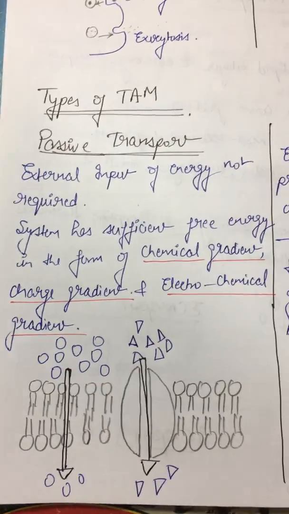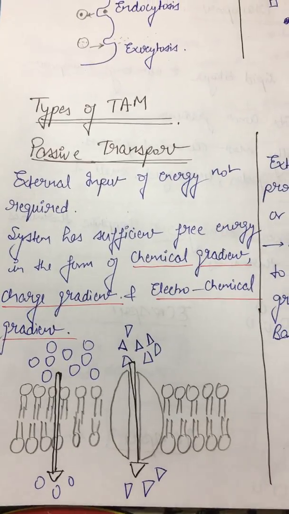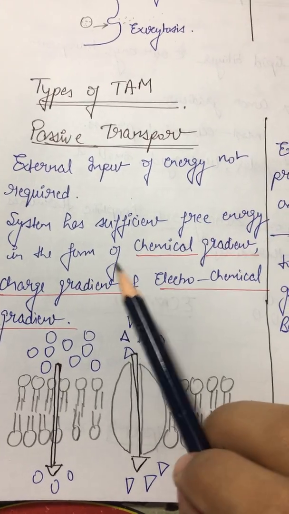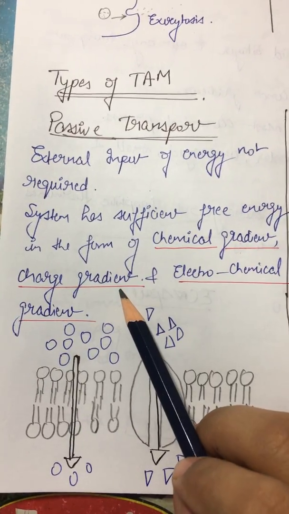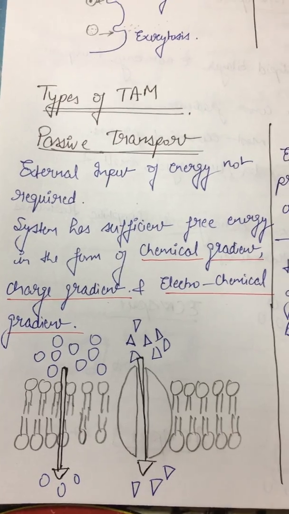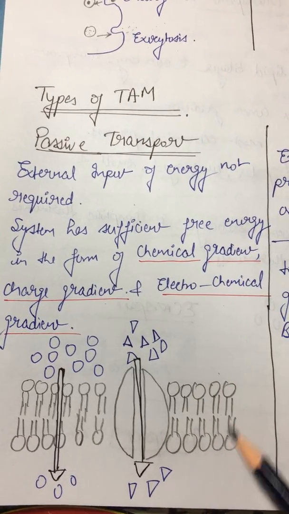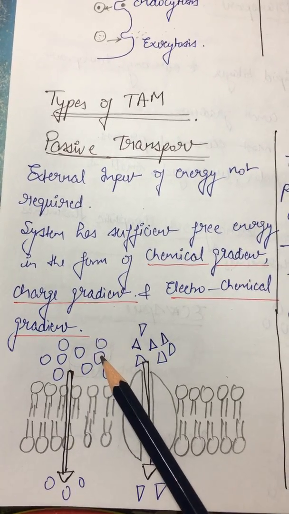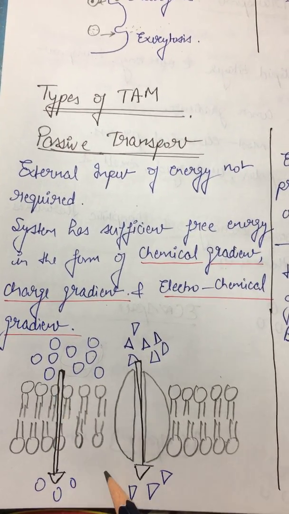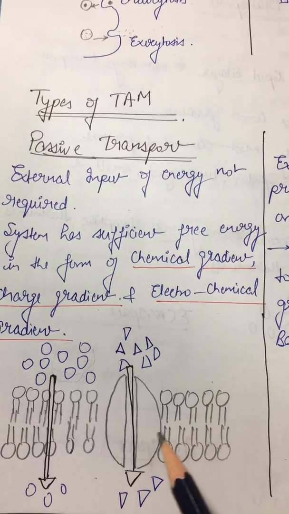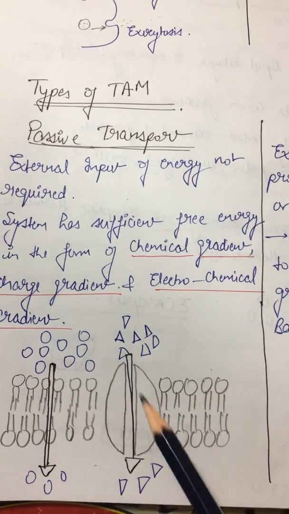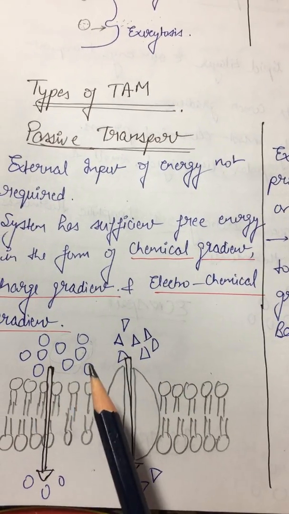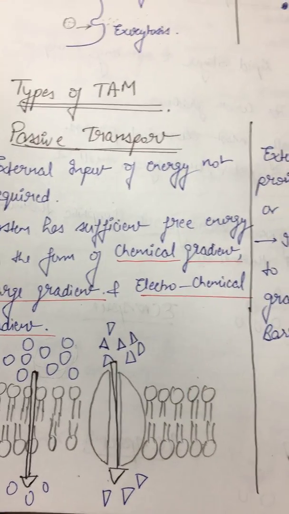Passive transport: external input of energy is not required. The system has sufficient free energy in the form of chemical gradient, charge gradient, or electrochemical gradient. So this is the diagram. It is a lipid bilayer, and we have a concentration gradient which will allow movement from higher concentration to lower concentration, and if the movement takes place with the help of a transport protein, then it is the facilitated kind of transport. We will see the passive transport in detail.